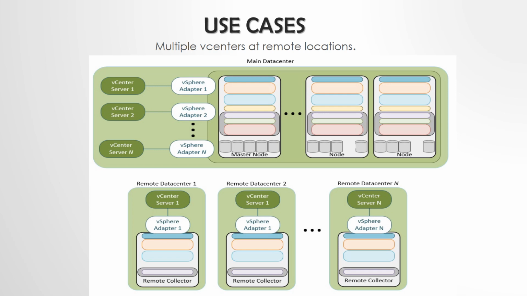Now, the second example is when I have multiple vCenters at remote locations. So what I'm going to do is I'm going to deploy my vROps cluster into the main data center, and on the remote data centers I'm going to deploy RCs for them to collect the data from those data centers, and it will throw the data to my vROps cluster. Still, for each of the vCenter servers I have to deploy a separate adapter for them.